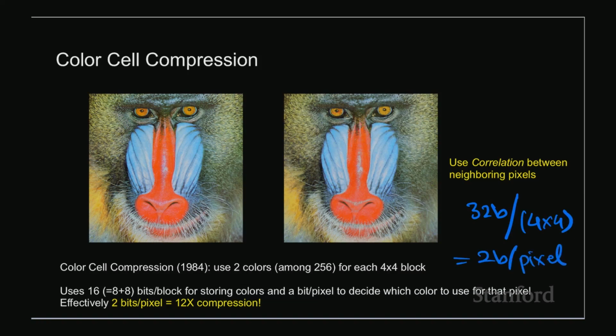So recall, we started from 24 bits per pixel, and now we have gotten down to just 2 bits per pixel. And for certain images, this compression, as you can see for this particular example, is really good. Again, a very basic idea of quantization.